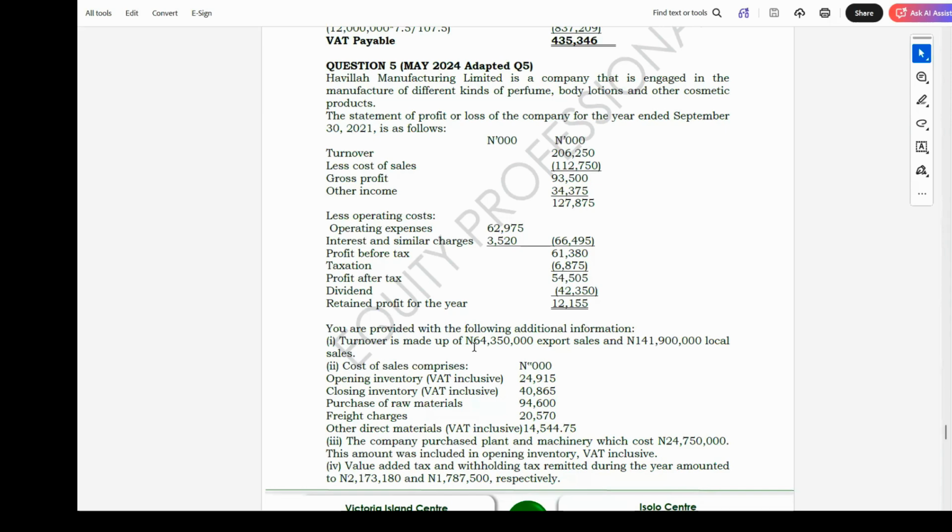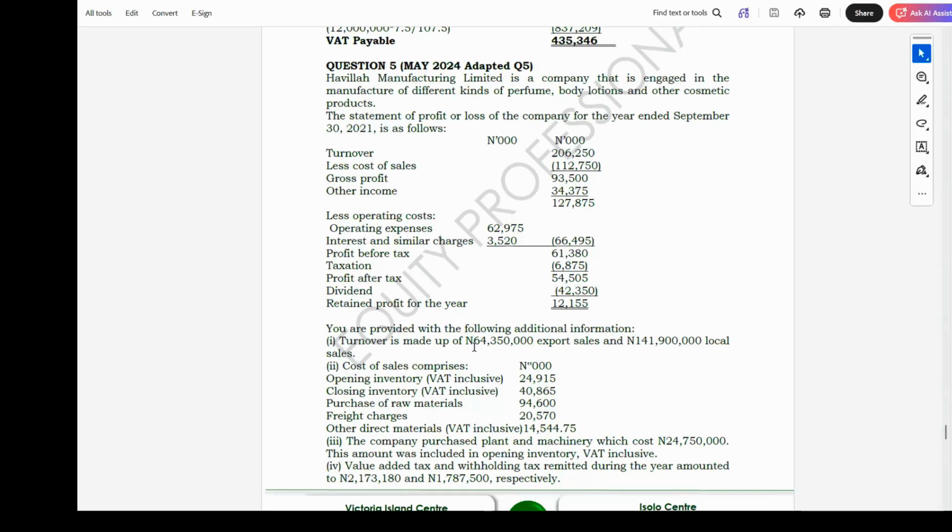Why? Because don't forget, in our last class, I told you, which principle do we adopt in Nigeria? We have two principles that are applicable to VAT: the origin principle and the destination principle. Which principle do we adopt in Nigeria? The destination principle is adopted in Nigeria.